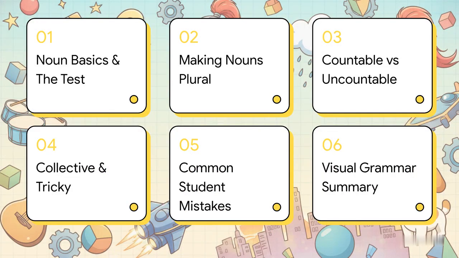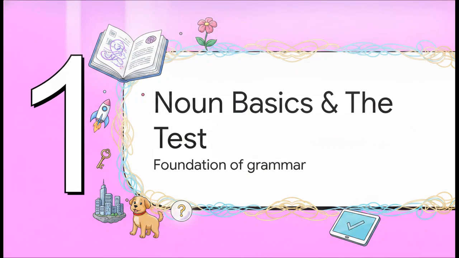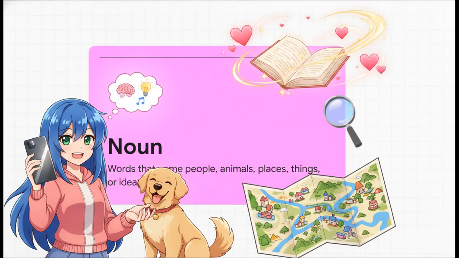So here's our game plan. We're going to cover noun basics and the "the" test, making nouns plural, countable versus uncountable nouns, collective and tricky nouns, 5 super common student mistakes, and finally, a visual grammar summary. All right, part 1, noun basics and the "the" test. We absolutely have to start with the foundation before we jump into the advanced stuff.